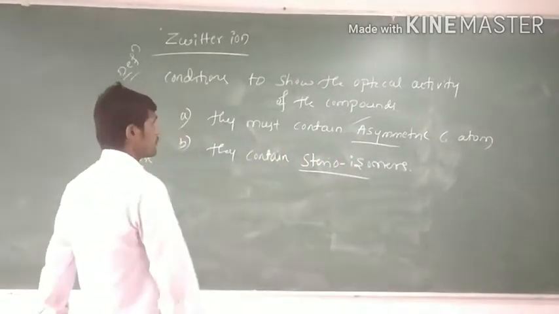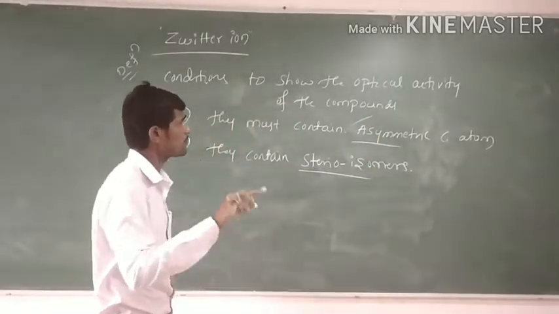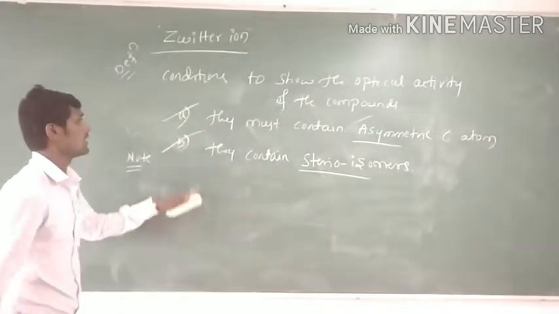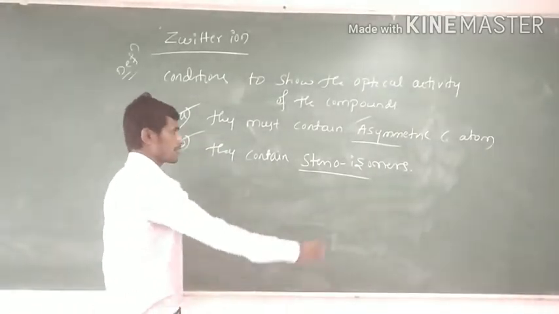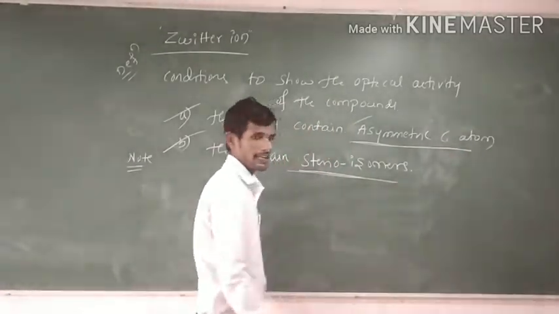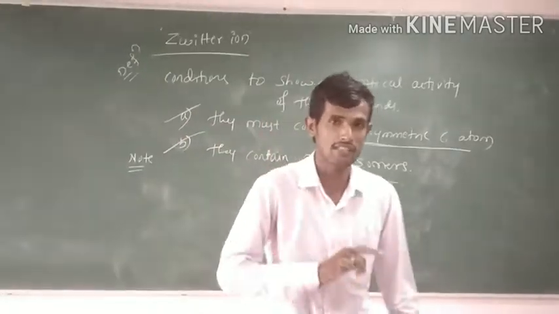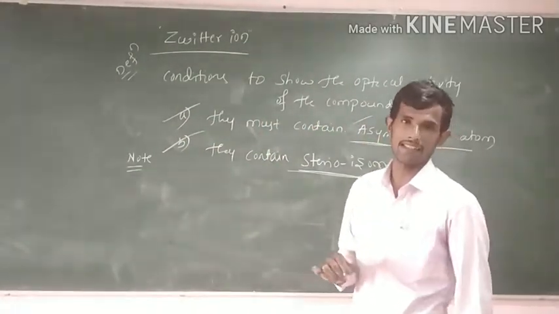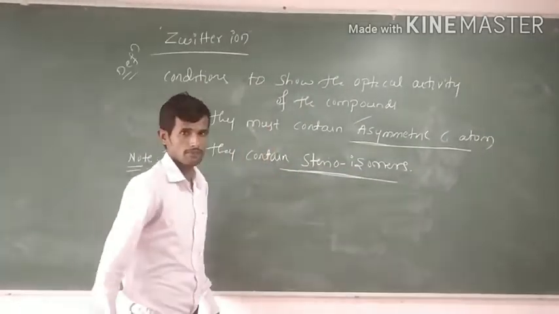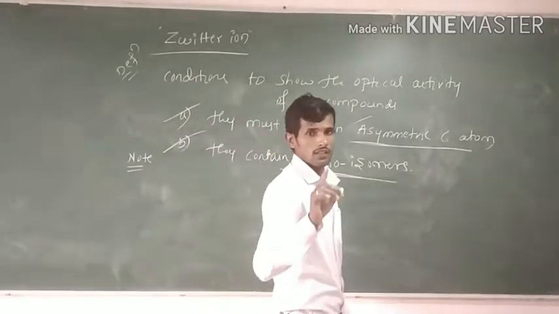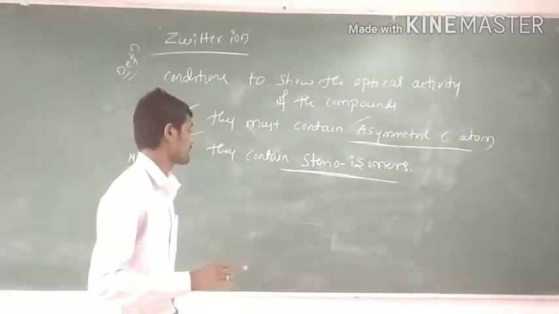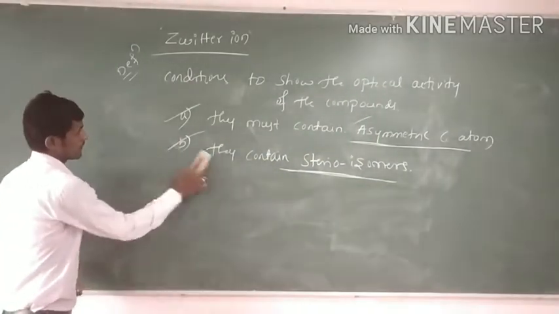Students, if an amino acid is said to be an optically active amino acid, then it must possess these two points. It must contain an asymmetric carbon atom and also it contains stereoisomers. But when you come to the concept of glycine, it does not contain an asymmetric carbon atom and it also does not contain any stereoisomers. Because of these points, glycine is an optically inactive amino acid. Please remember this point. This is very important.